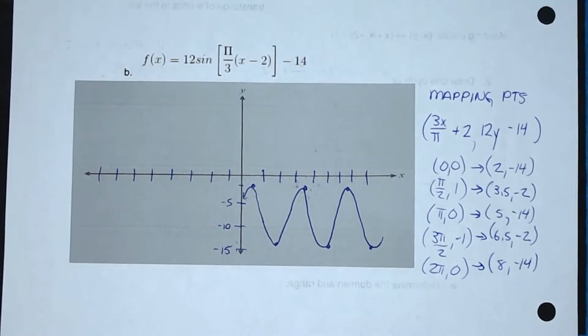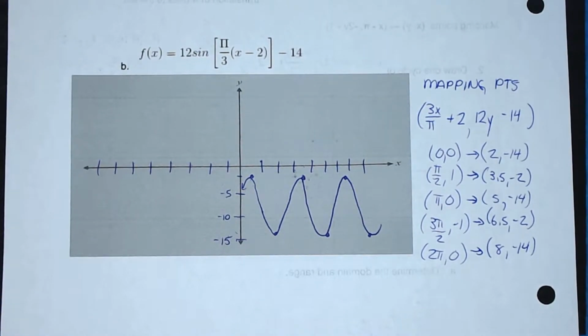Further down the page, we have the sine function, 12 sine of pi over 3 (x minus 2) minus 14. So our mapping points become 3x divided by pi plus 2 and 12y minus 14. So again, you can just plug in the mapping points and go from there.